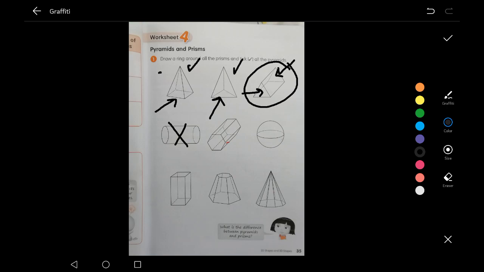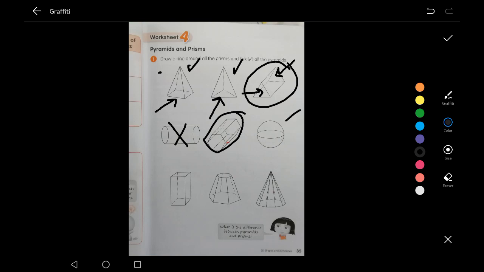So let's go for the next shape, which has two bases, right? And what are those bases? Let's count the sides of it. 1, 2, 3, 4, 5, 6. 6 sides. A six-sided polygon means hexagon. Good job. Now we have two hexagon bases, and all of the other faces are rectangles. So what is this shape? Is it a pyramid or a prism? Good job. It is a prism, so we have to draw a ring around it.